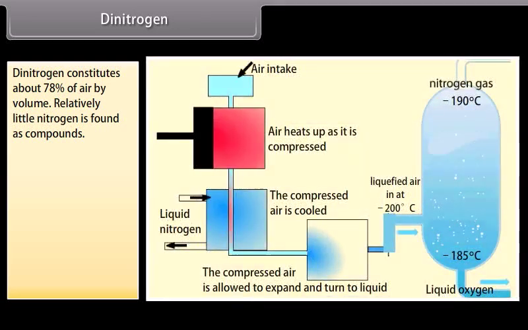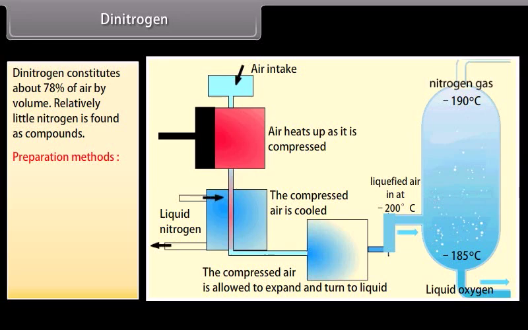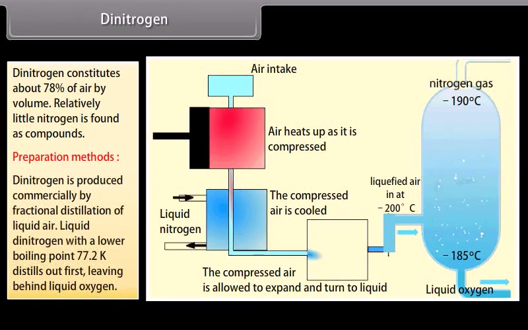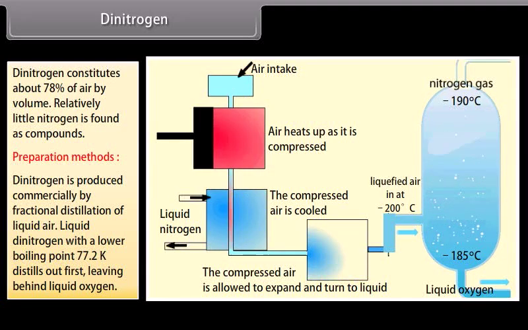Dinitrogen. Dinitrogen constitutes about 78% of air by volume. Relatively little nitrogen is found as compounds. Some preparation methods of dinitrogen are the following. Dinitrogen is produced commercially by fractional distillation of liquid air. Liquid dinitrogen, with a lower boiling point, 77.2 Kelvin, distills out first, leaving behind liquid oxygen.